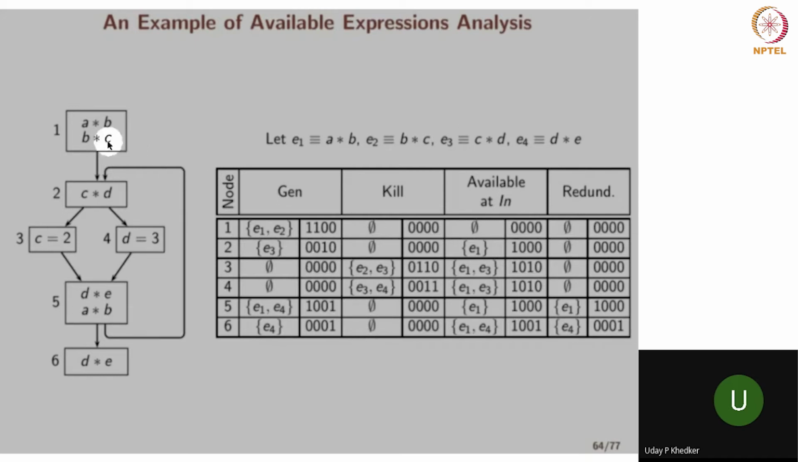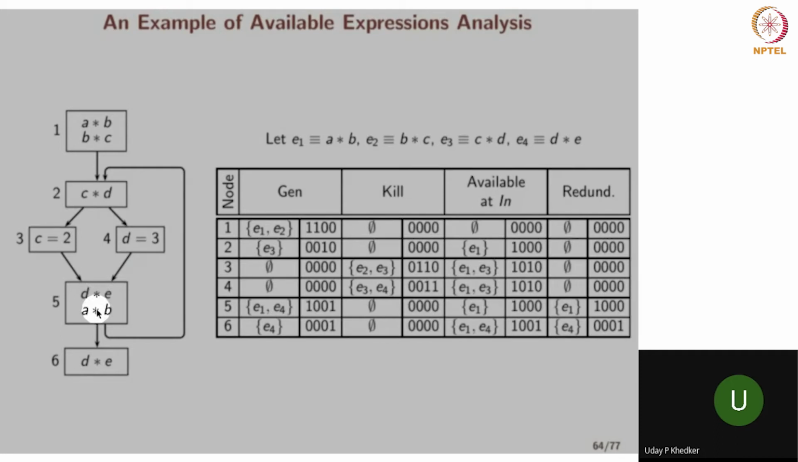Now, what do we look for in this example? Observe that we have this A star B being computed here, and A star B is computed here, but neither this path nor this path contains an assignment to A or B. In fact, there is no assignment to A or B anywhere in the program. And therefore, this is an example of a global common subexpression.